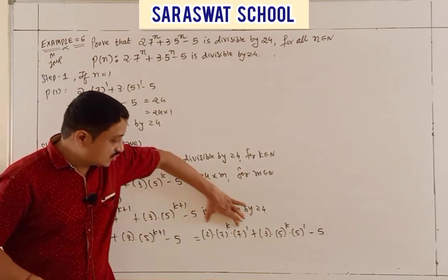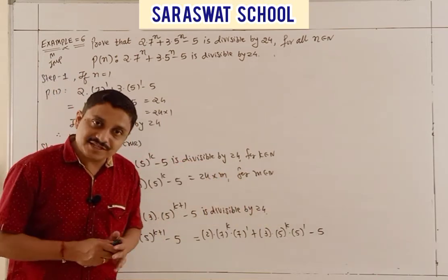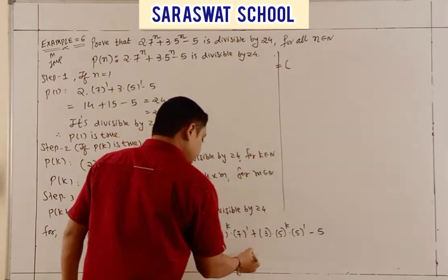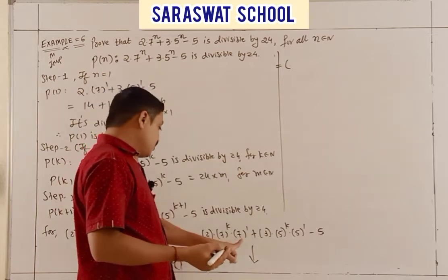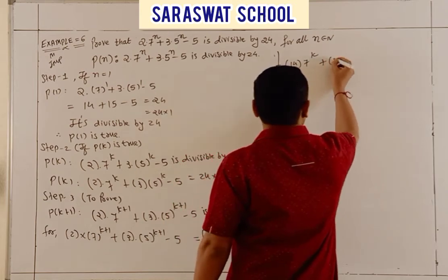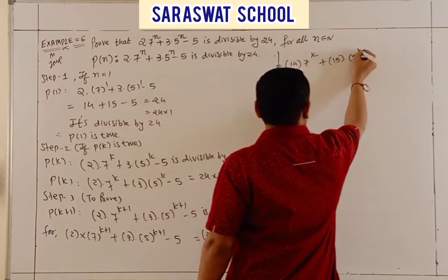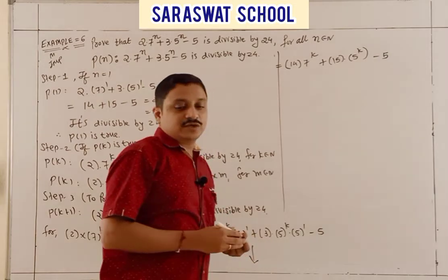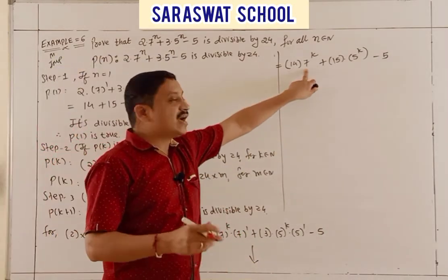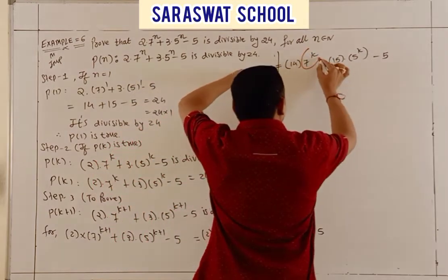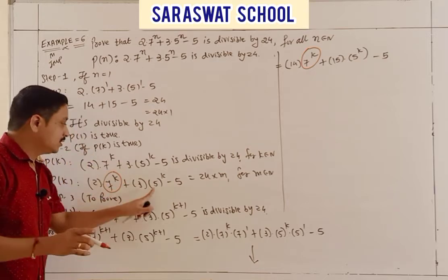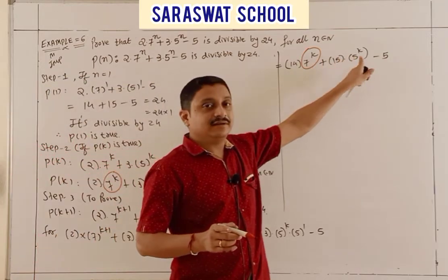Students, 2 times 7 is 14, 3 times 5 is 15. So I just write it down. After that, here, now 14 times 7 raised to k, plus 15 times 5 raised to k, and minus 5. Students, now again the same explanation: you put in the value of 7 to the power k from step 2, and likewise 5 raised to k, here and there.